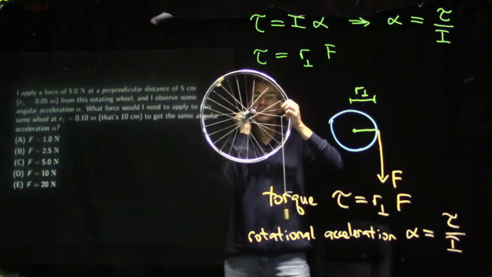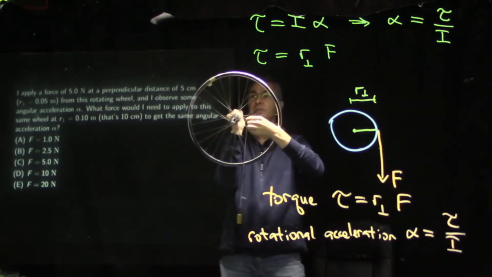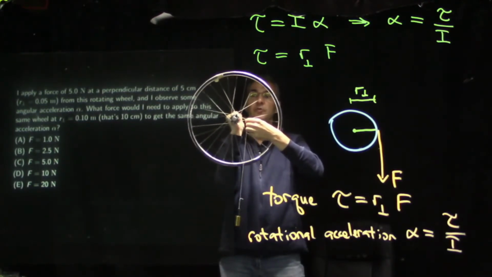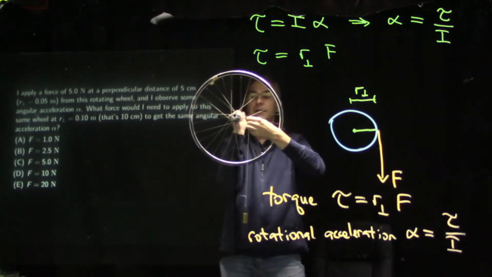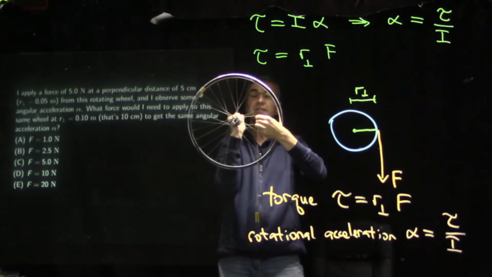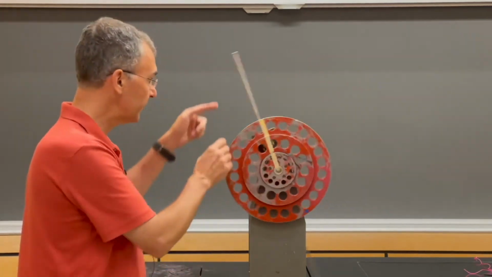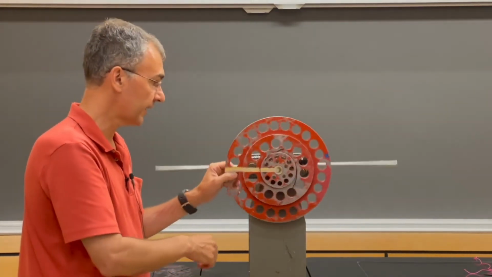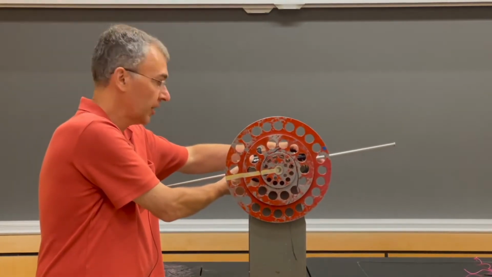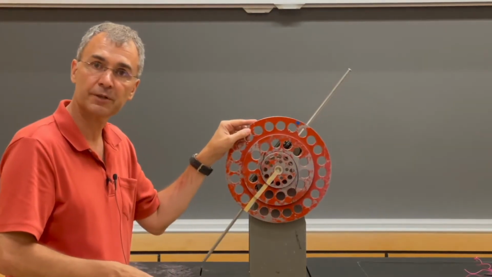This next question says, I apply a force of 5 newtons at a perpendicular distance of 5 centimeters from this rotating wheel, and I observe some angular acceleration alpha. What force would I need to apply to this same wheel at a perpendicular distance of 10 centimeters instead of 5 centimeters to get the same angular acceleration alpha? We have here a wheel that can turn around, and then you see these funny arms spinning in the background. Attached to these funny arms, just out of sight, are 2 very big massive blocks, which tend to increase the rotational inertia of this contraption. So it's kind of like a big flywheel, with a pretty big rotational inertia.